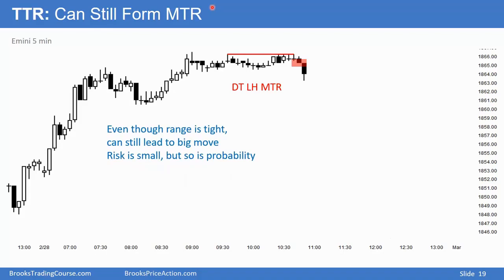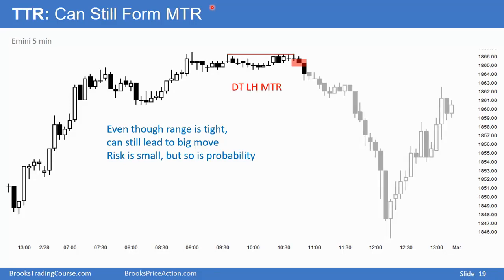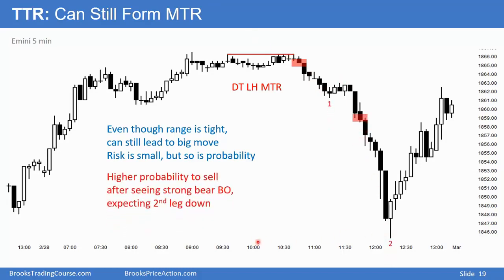Even though the trading range is tight, you can get a huge move. Usually you get 2 legs down, if it is going to go down, and the second is usually bigger than the first. Leg 1, pullback, leg 2. Higher probability, instead of selling up there, you wait for a strong breakout and good follow through, and then you sell the close of that bear bar. Higher probability usually means higher risk.